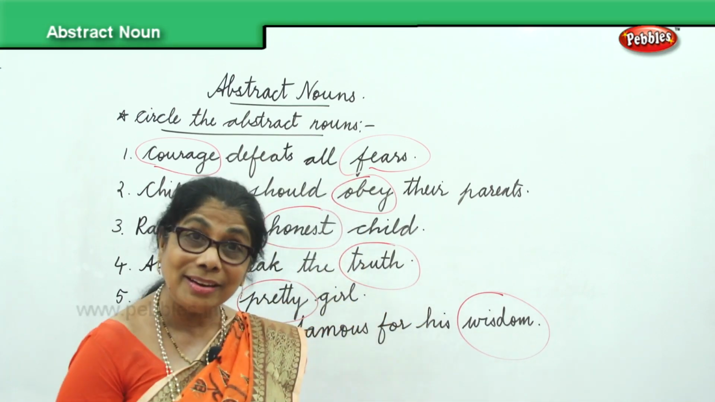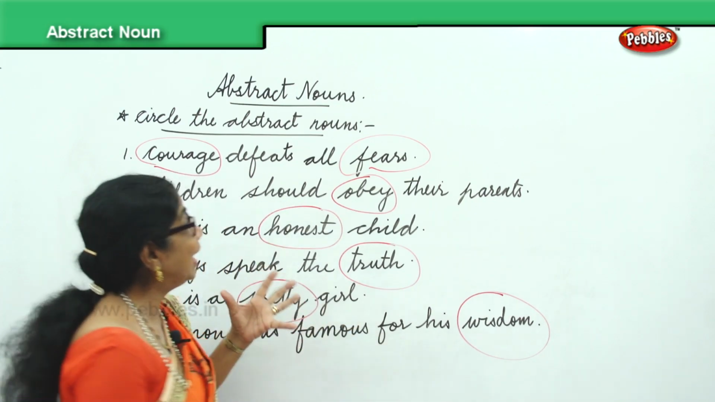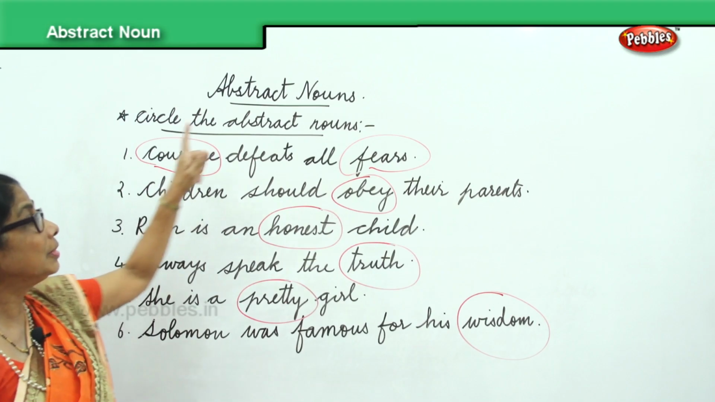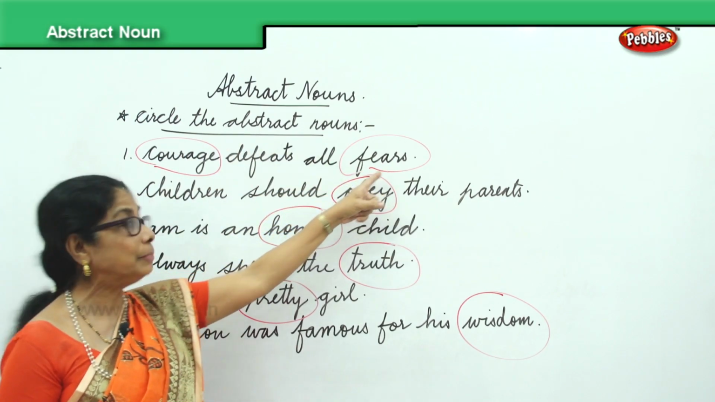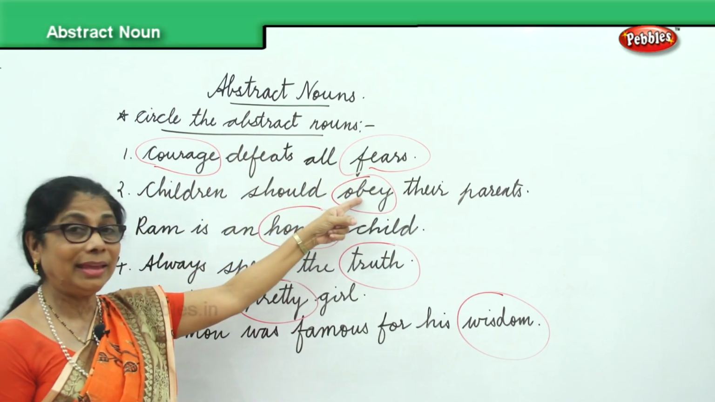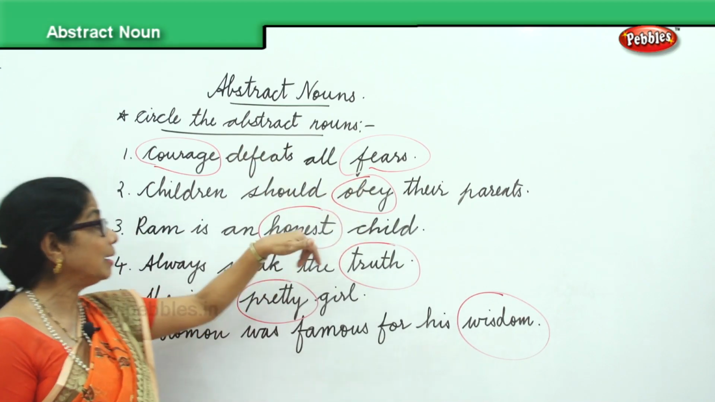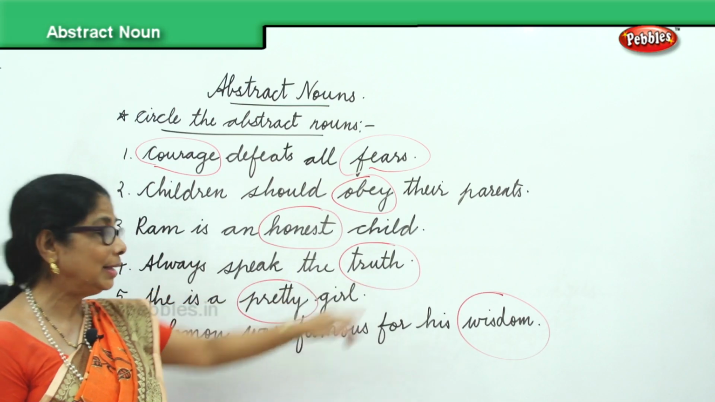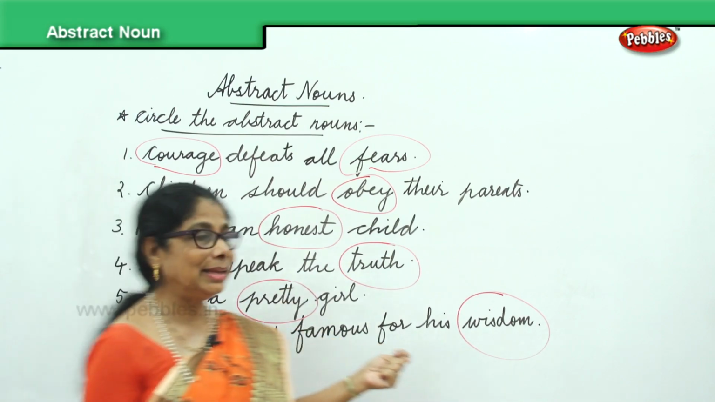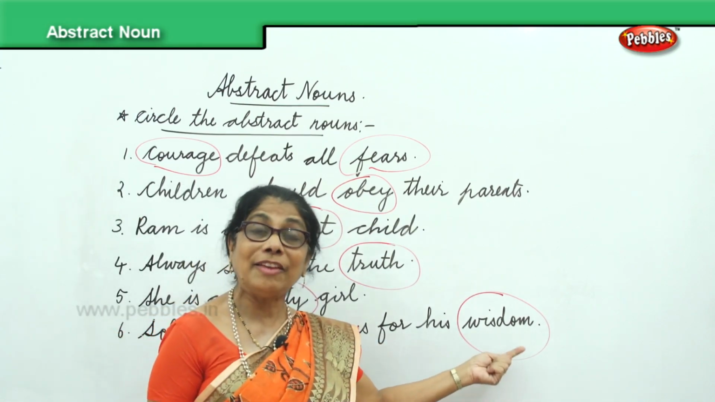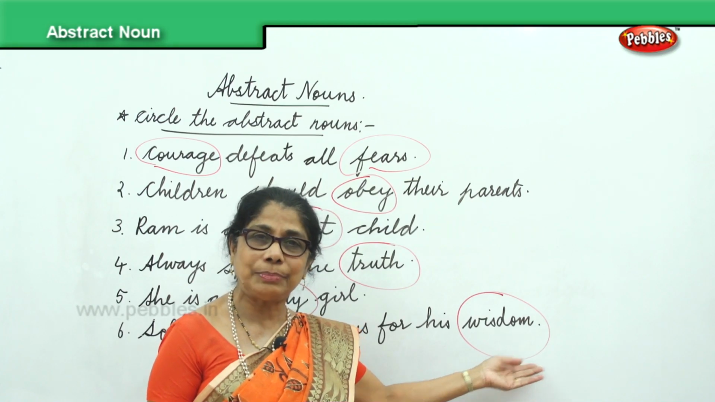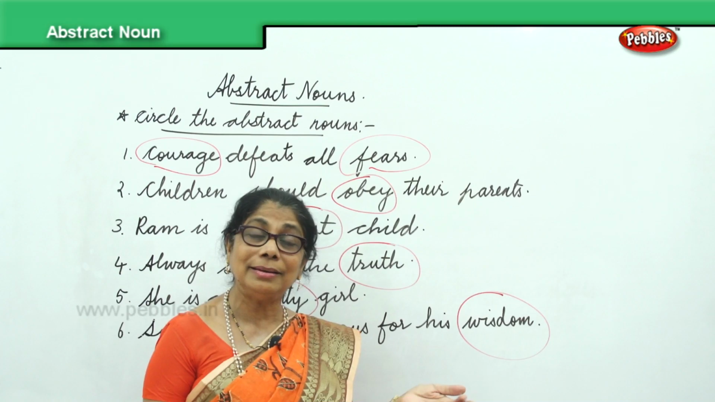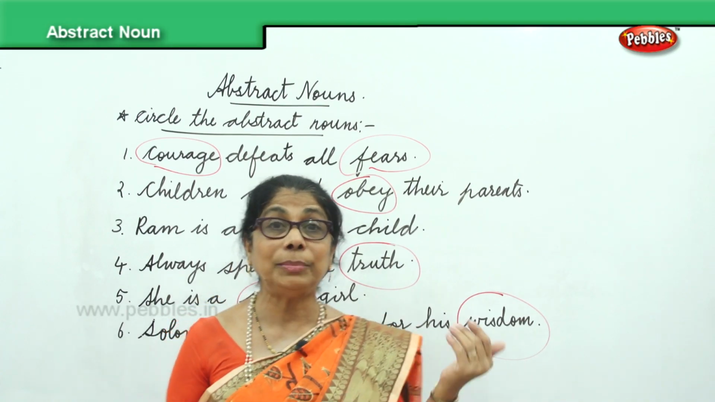So we have learned to identify and circle out the abstract noun. Courage, fears, both are abstract nouns. Obey, that is an abstract noun. Honest is an abstract noun. Truth is an abstract noun. Pretty is an abstract noun. And finally, wisdom is an abstract noun. We have learned to identify and pick out and circle the abstract noun from this sentence.